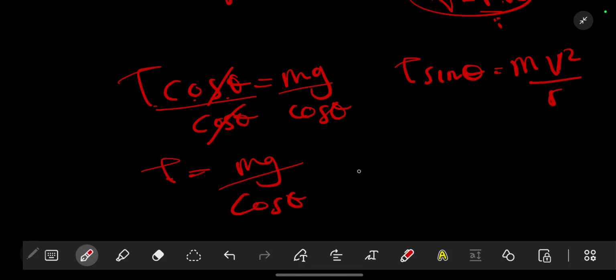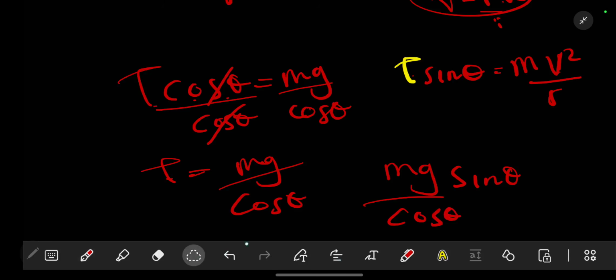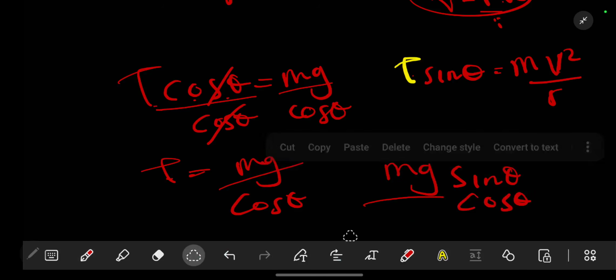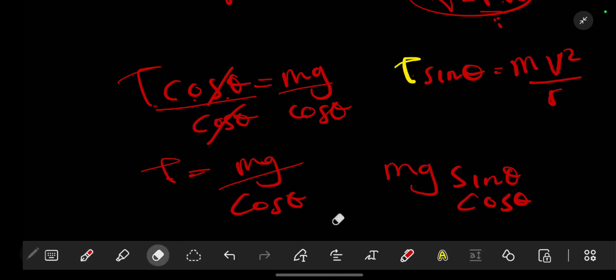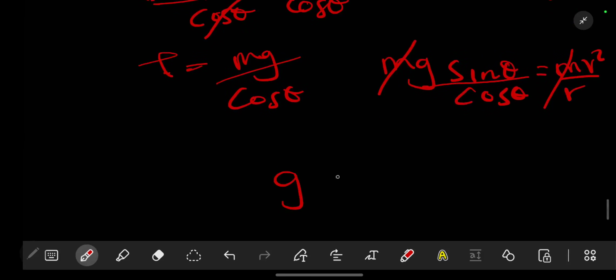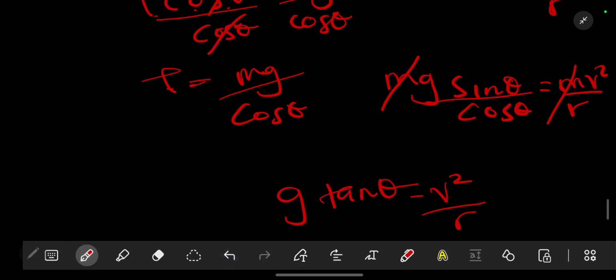Now where there's T, we put mg over cos of theta. Then we have our sine of theta, where there's T we have put mg over the cos of theta. Even if you were to move it here, it is still the same. Then this should be equal to mv squared over r. So this and this cancel, and we are going to have g sine over cos, which is tan of theta, equal to v squared over r.